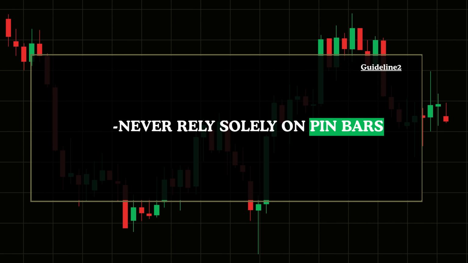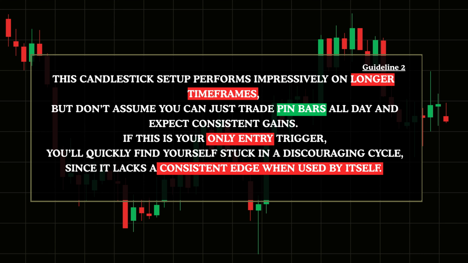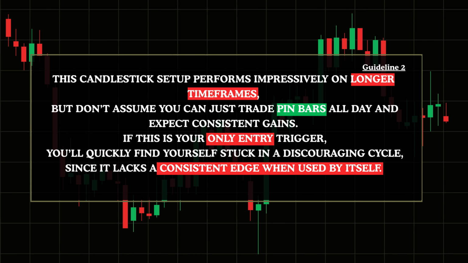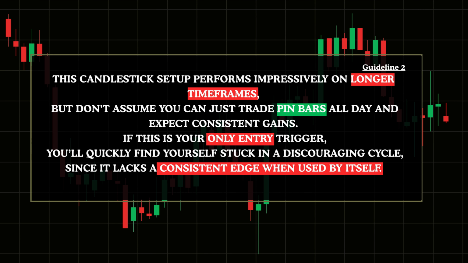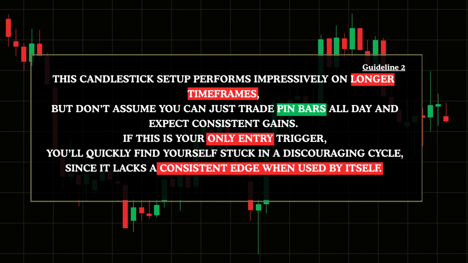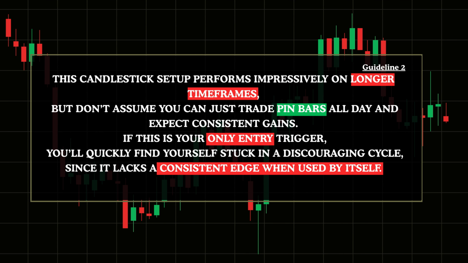Guideline number 2. Never rely solely on pin bars. This candlestick setup performs impressively on longer timeframes, but don't assume you can just trade pin bars all day and expect consistent gains. If this is your only entry trigger, you'll quickly find yourself stuck in a discouraging cycle, since it lacks a consistent edge when used by itself.